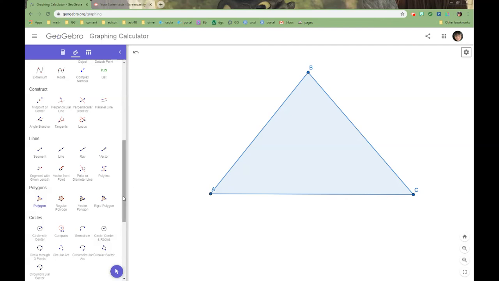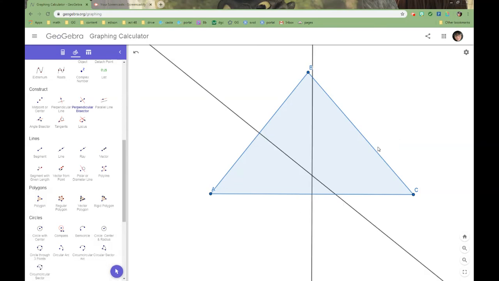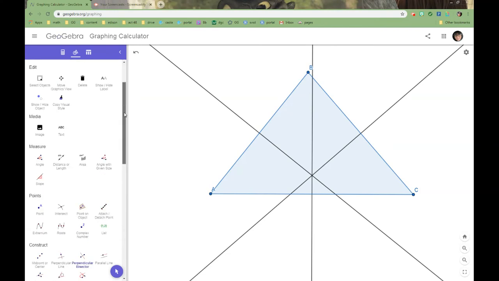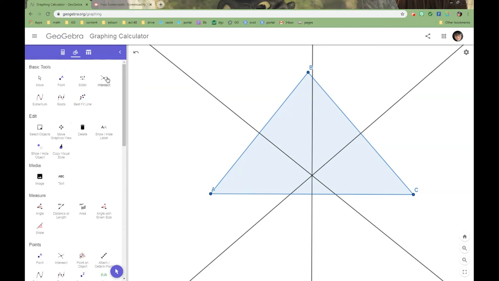Now, the circumcenter is the point of concurrency of the three perpendicular bisectors of the three sides of the triangle. So basically, I want to find a perpendicular line that cuts each of these sides in half. And to do that, I could just use the perpendicular bisector tool and click on the sides of the triangle. It's that easy. So you can see the three lines, and then they all coincide on one point. That's the point of concurrency, and it's called the circumcenter.